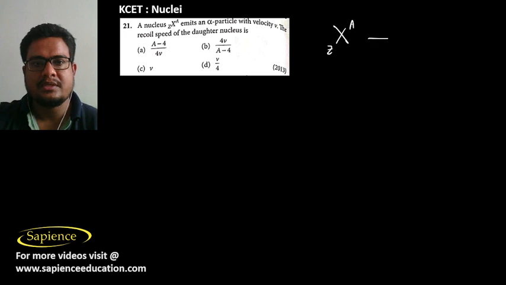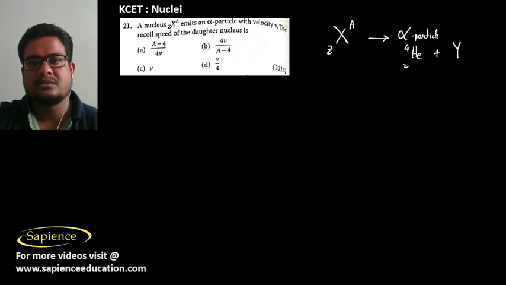So here in question number 21, it is told a nucleus X of mass number A emits an alpha particle with velocity v. The recoil speed of the daughter nucleus is? So it emits an alpha particle, that is He-4 with atomic number 2, which means the daughter nucleus will have atomic number Z-2 and mass number A-4. So the recoil speed of the nucleus is how much?